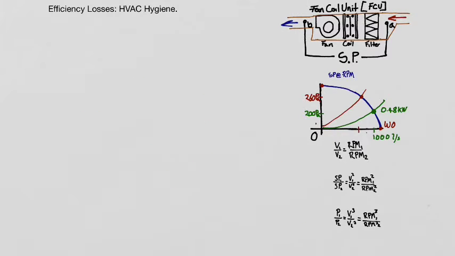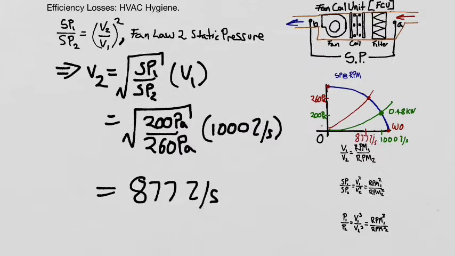So making an estimate for our new volume of airflow, we write the following. We relate the static pressure drop to the square of the volume, manipulate, and then we plug in our 200 Pascals for the clean unit, divided by 260 Pascals for the moderately soiled unit, get the square root of that, and multiply that by 1,000 litres a second for our clean system. That gives us 877 litres a second for our moderately soiled air conditioner.